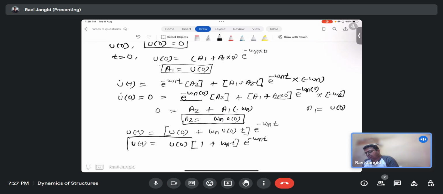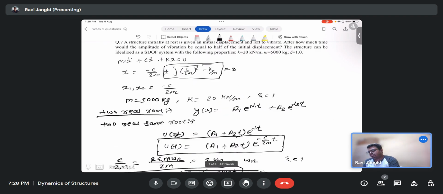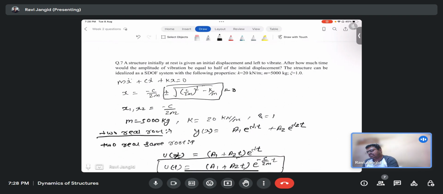So this is the equation of motion, the solution of the equation for the critically damped system. So now we have been given a condition. What is that condition? We need to calculate the time after which the amplitude of vibration becomes equal to half of the initial displacement.